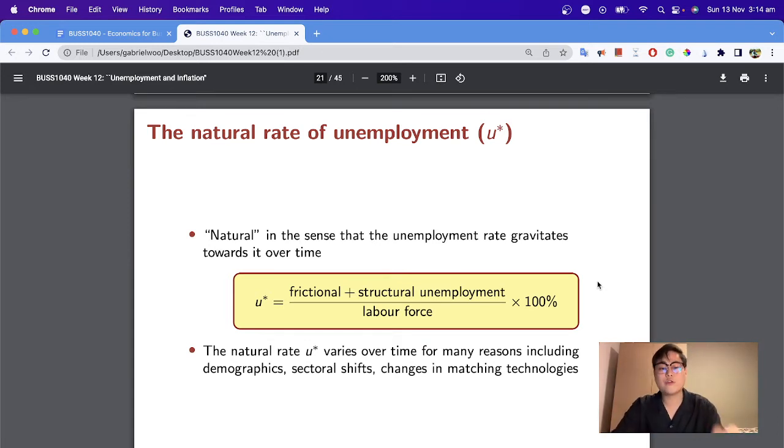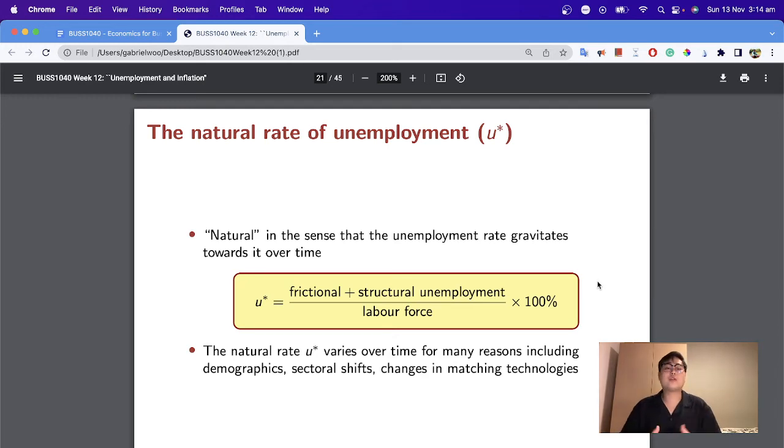So the natural rate or U star varies over time for many reasons: demographics, shifting sectors, rotations away from perhaps agriculture into more value-add sectors, and changes in matching technology, for example, being automated, causing structural unemployment.